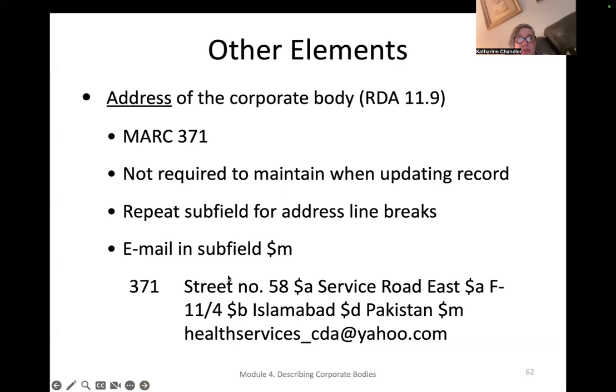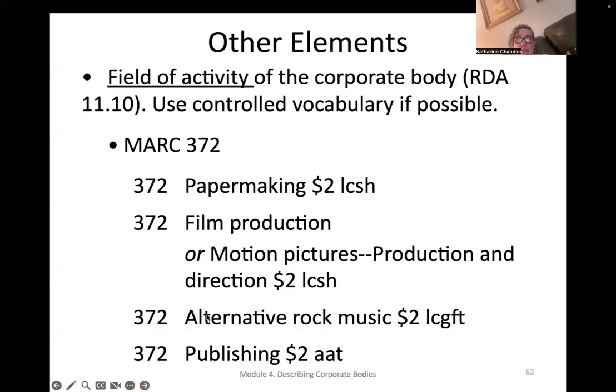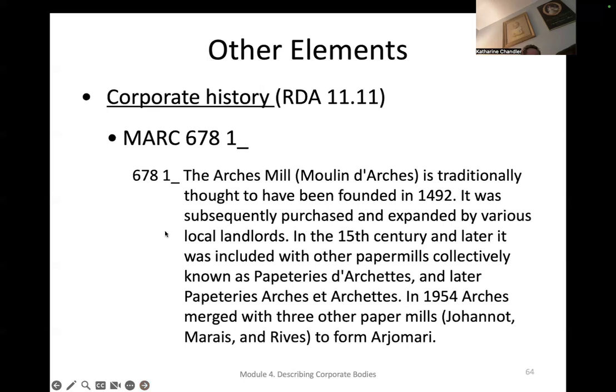Address of the corporate body, MARC 371, not required to maintain when updating record. Repeat subfield for address line breaks, email in subfield M. Field of activity of the corporate body, use controlled vocabulary if possible in MARC 372. Corporate history, MARC 678 with a 1 first indicator and a blank second indicator.